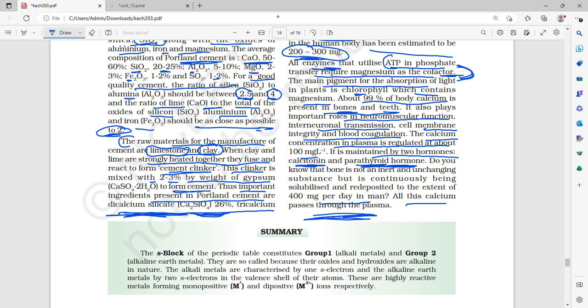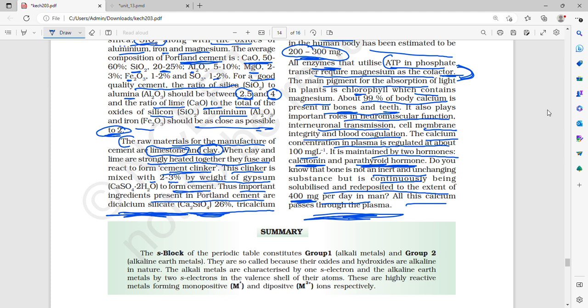Do you know that bone is not an inert and unchanging substance, but it is continuously being solubilized and redeposited to the extent of 400 milligrams per day in man? All this calcium passes through the plasma. So bone is not inert and unchanging. It is continuously being solubilized and redeposited to the extent of 400 milligrams per day in man. All this calcium passes through the plasma.